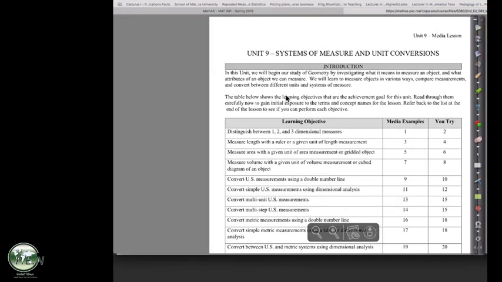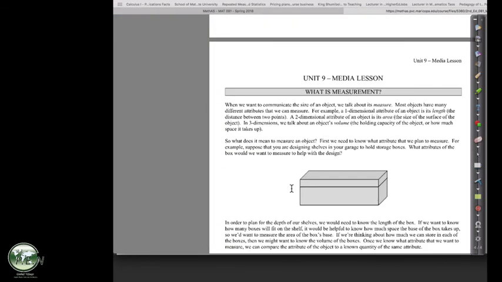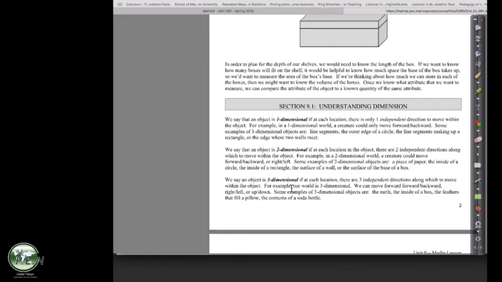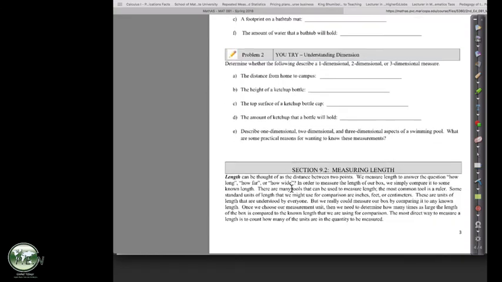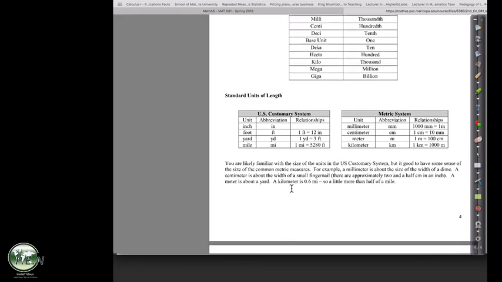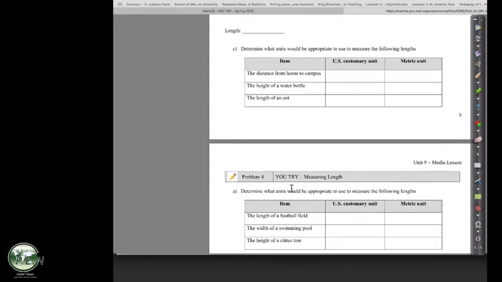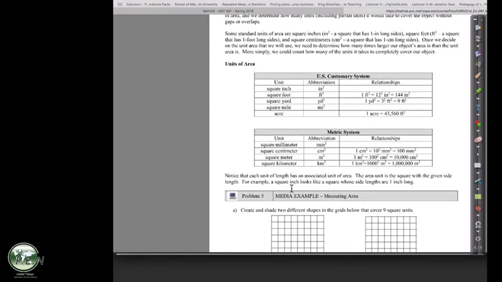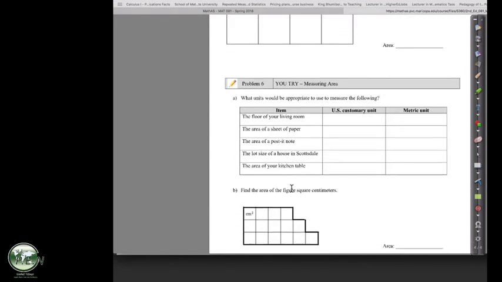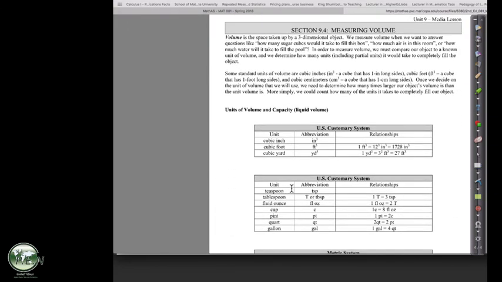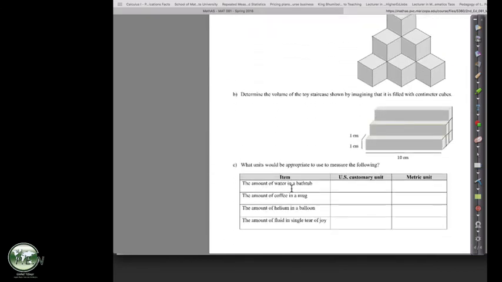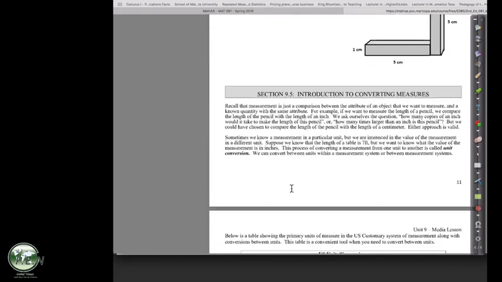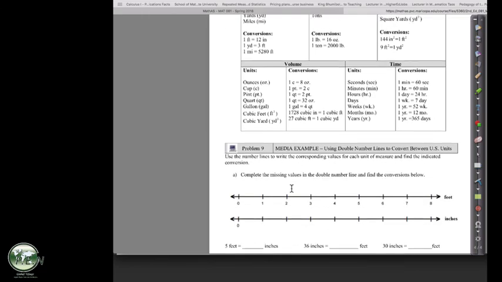If you go into the media lesson itself, it's a lot of reading about how to measure things. There's videos on these things, but I'm going to show you. If you get about halfway through here, they give you these conversion things. I'm just going to show you basically where I started.